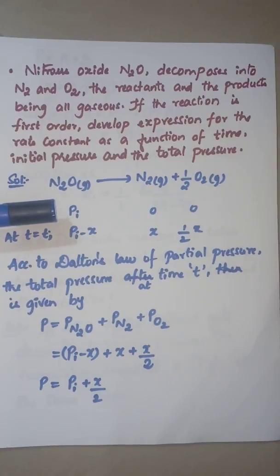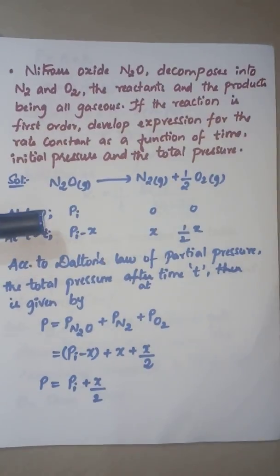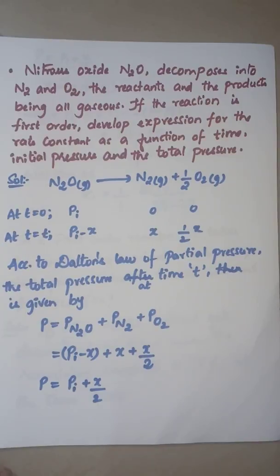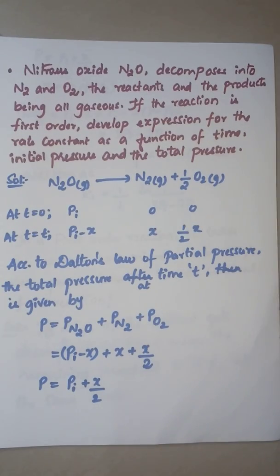Now what will be the concentrations of the products? It will be 0 and 0. Okay, at time t equals t, it is Pi minus x. Now at some time t there will be some change in the initial concentration of the reactant. That change will be considered as x, so the reactant is Pi minus x, right? So what will be the resultant products? They will be x and 1 by 2 x, because this is 1 and that is 1 by 2, so I'll write x and 1 by 2 x.